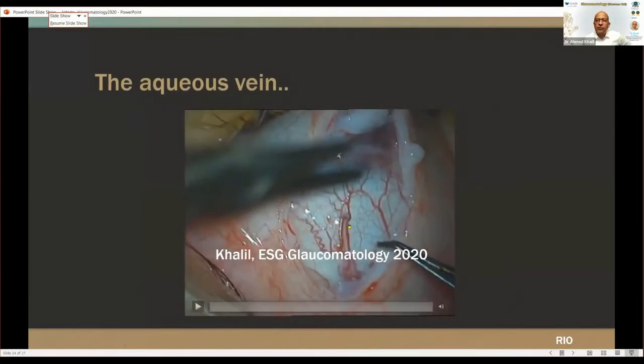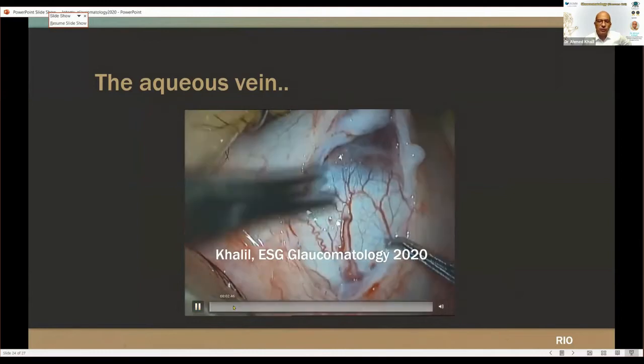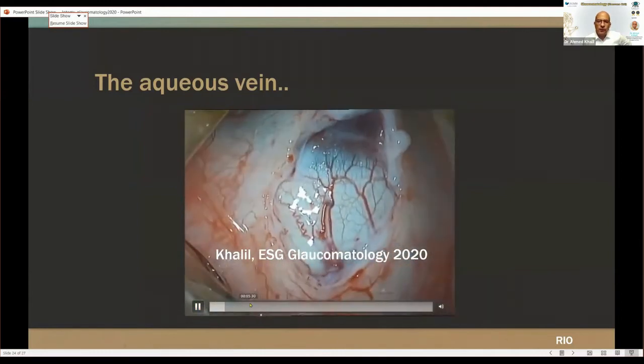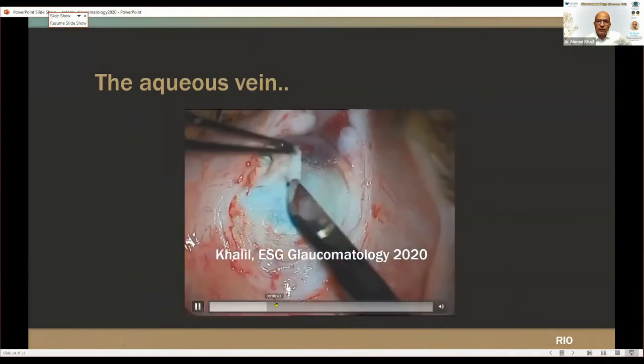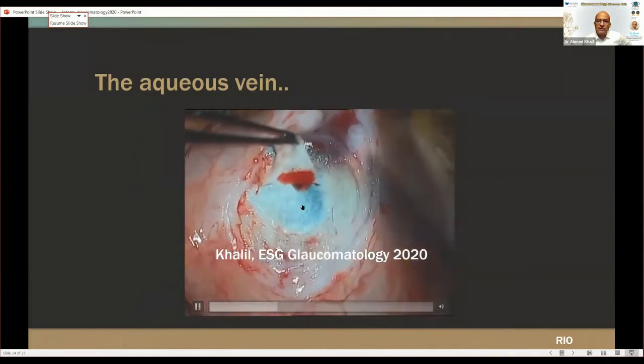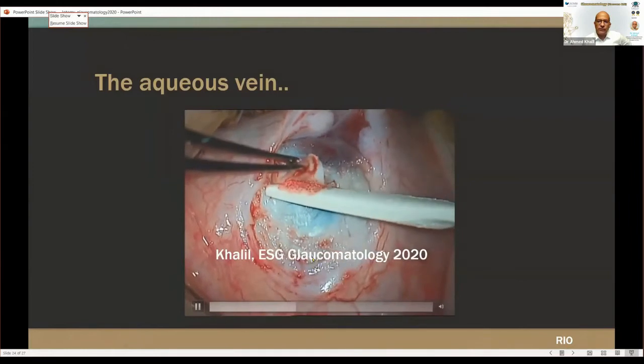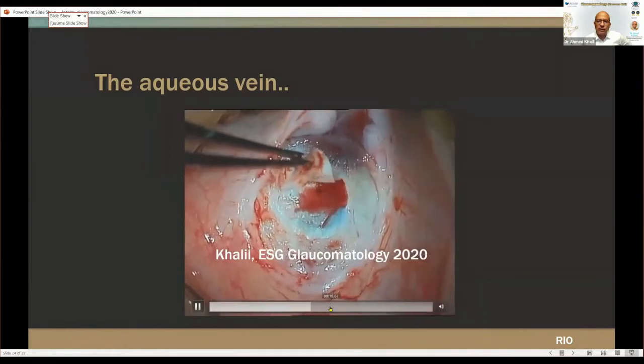We hear about the aqueous veins. This is the aqueous vein coming from inside the eye. These are the conjunctival veins. This is the aqueous vein coming from the canal of Schlemm to the outside of the eye, and I'm going to demonstrate it to you. Now you see, this is the passage of the aqueous vein from inside to outside of the eye.